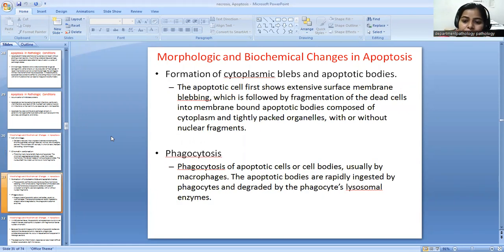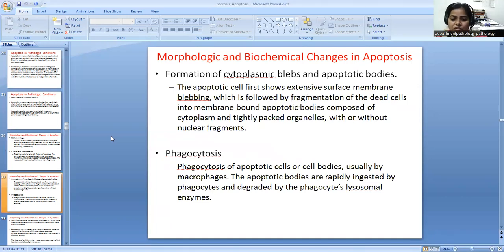Formation of cytoplasmic blebs and apoptotic bodies. The apoptotic cell first shows extensive surface membrane blebbing, which is followed by fragmentation of the dead cell into membrane-bound apoptotic bodies composed of cytoplasm and tightly packed organelles, with or without nuclear fragments.